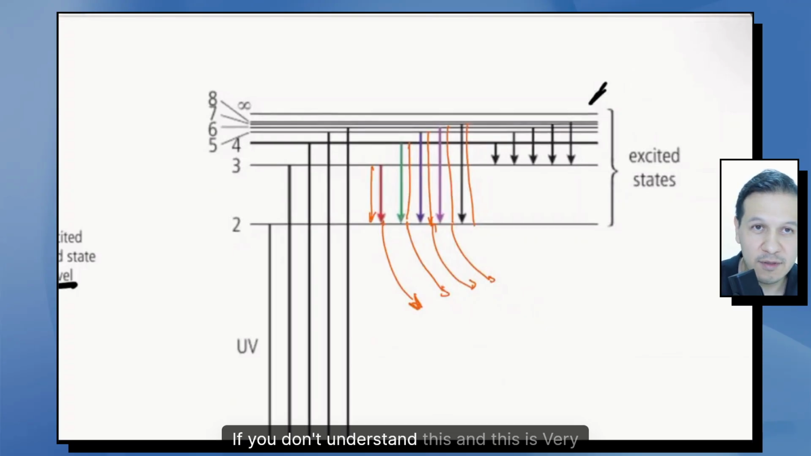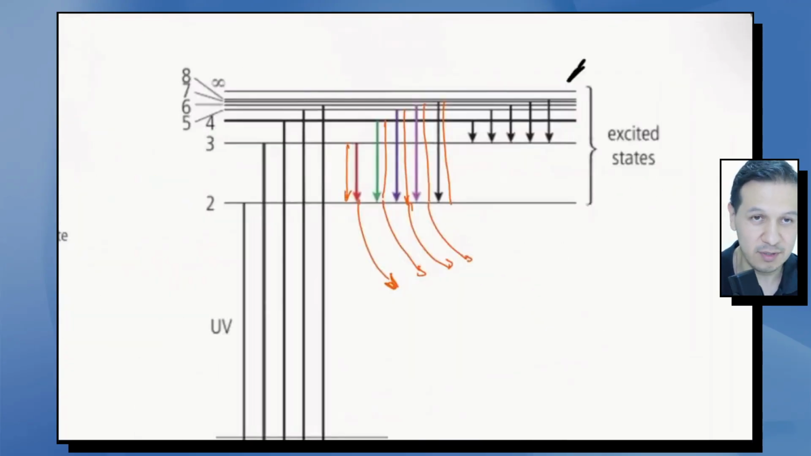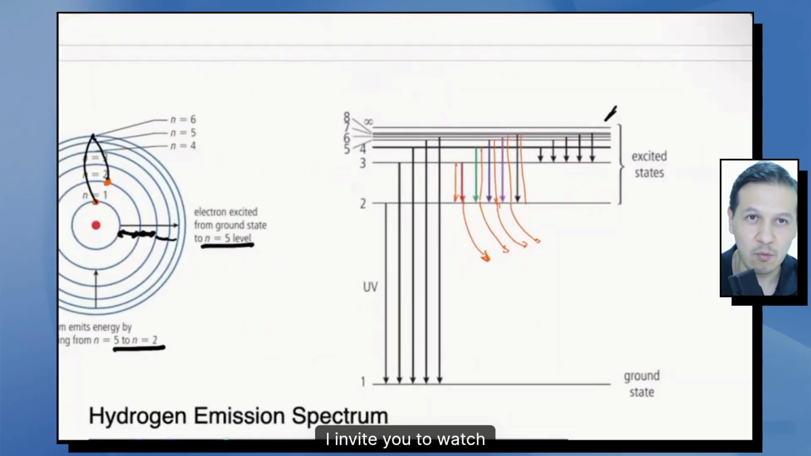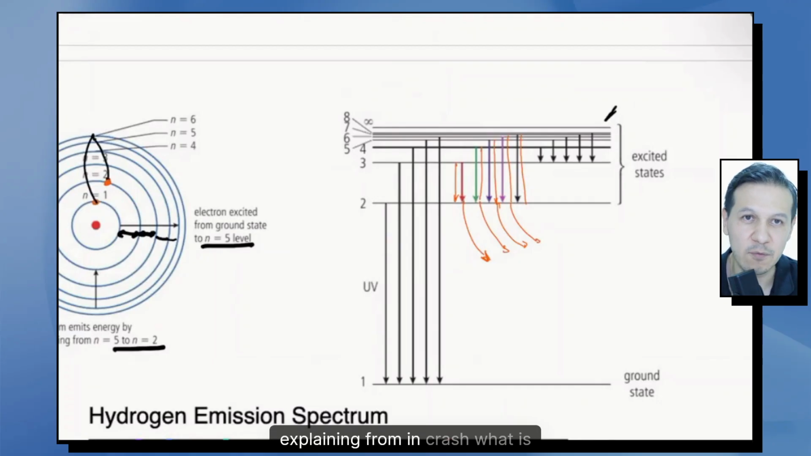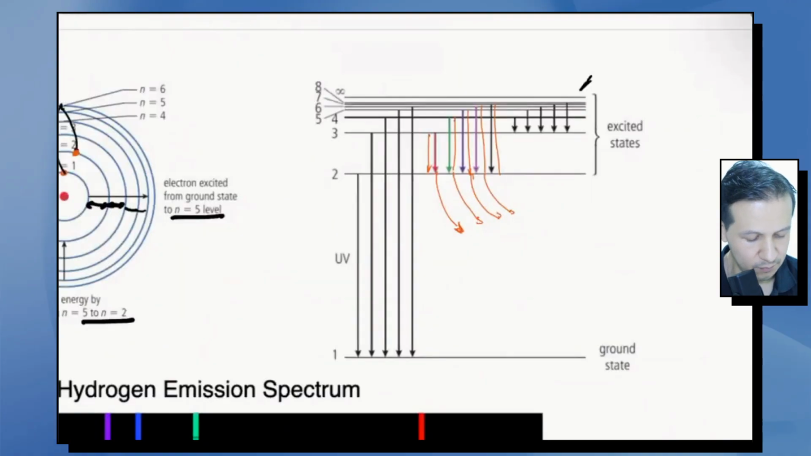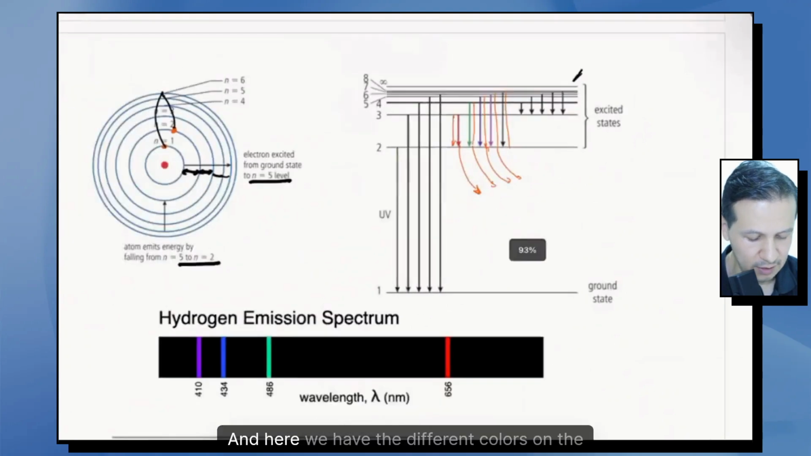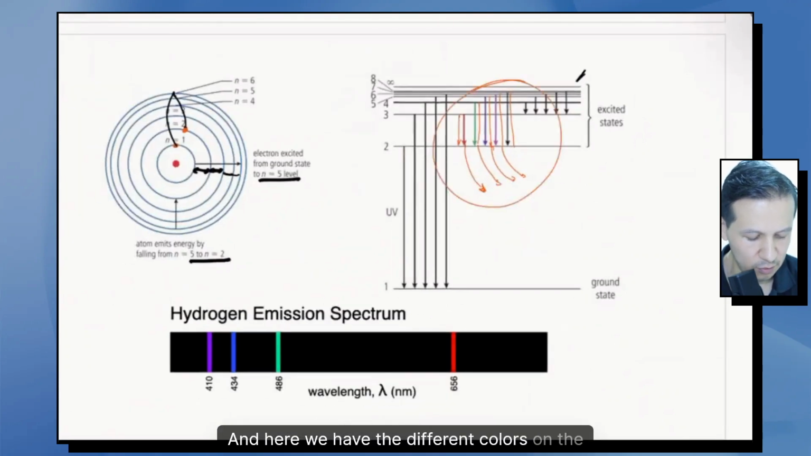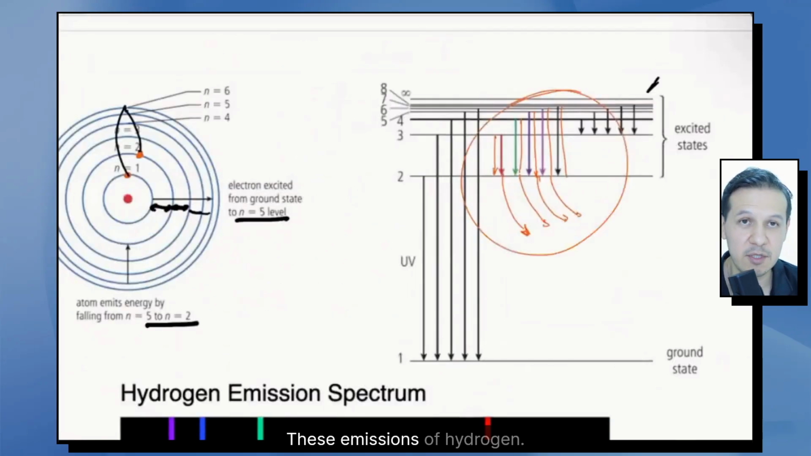If you don't understand this, I invite you to watch part 1, part 2, and part 3 because I explain from scratch what all of this is. Then it will be very easy for you to understand the other parts. Those are the excited states. The electron is falling down, and here we have the different colors in the visible light, so we are able to see these emissions of light.